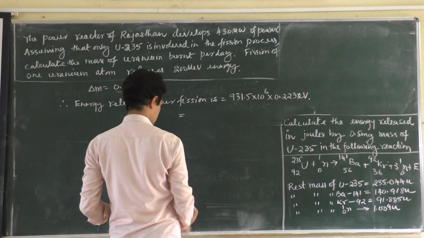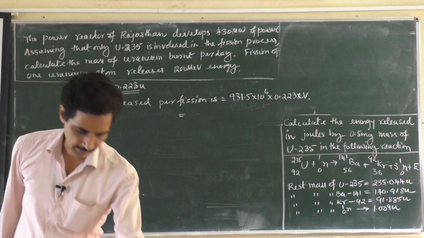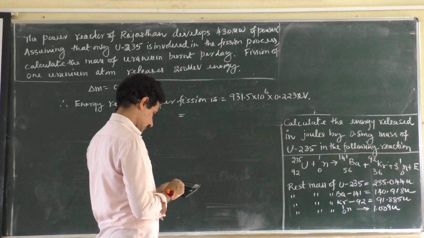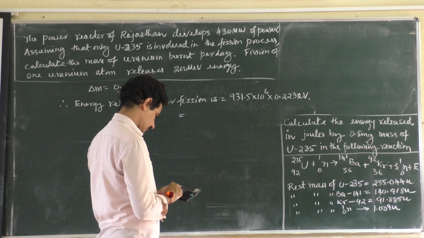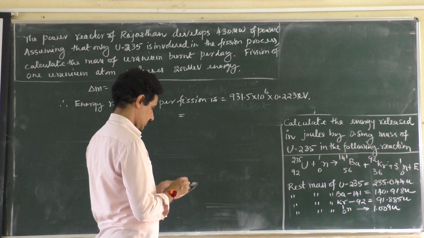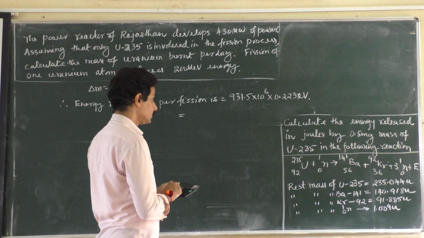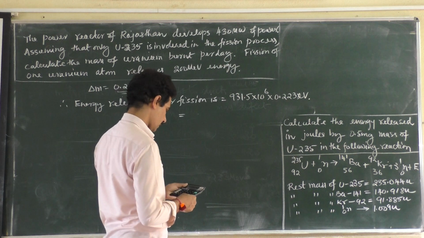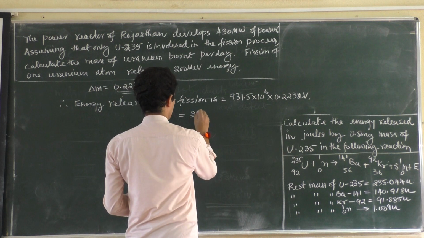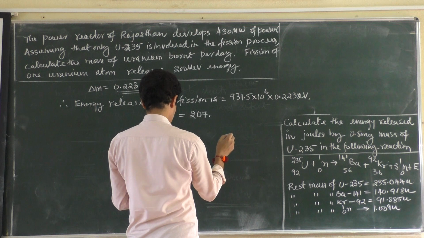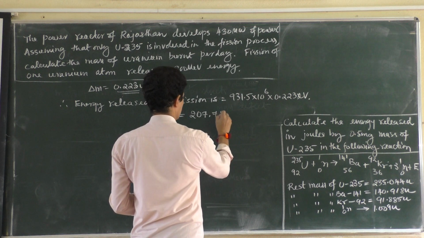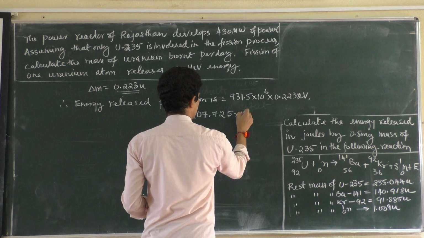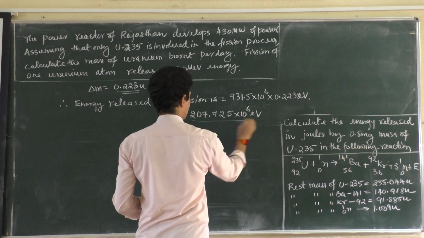Therefore, that is equal to 931.5 into 0.223, which is equal to 207.725 mega electron volt.